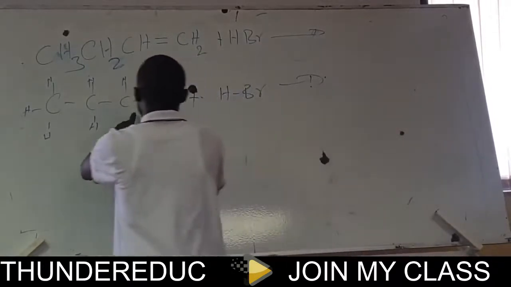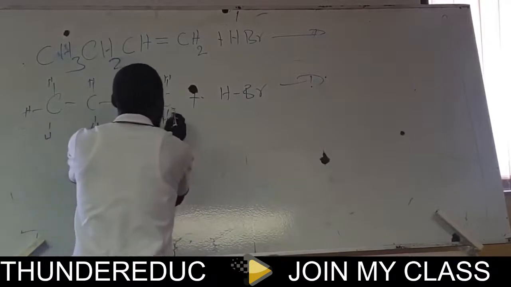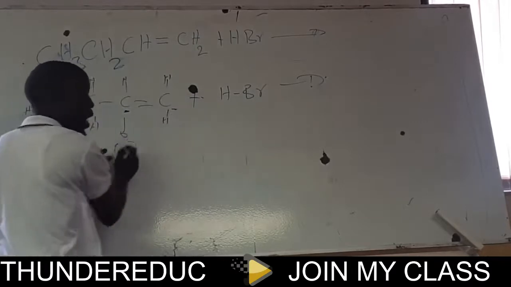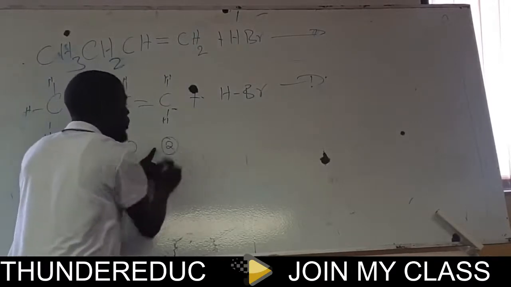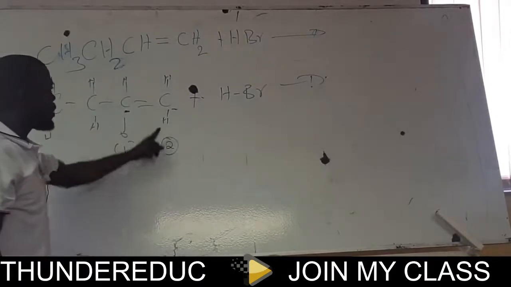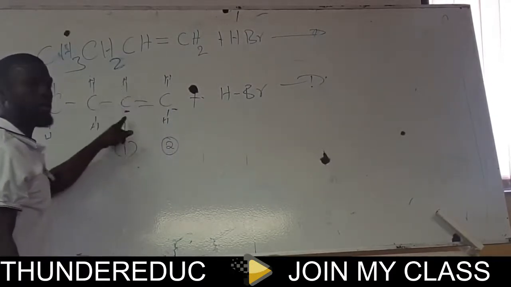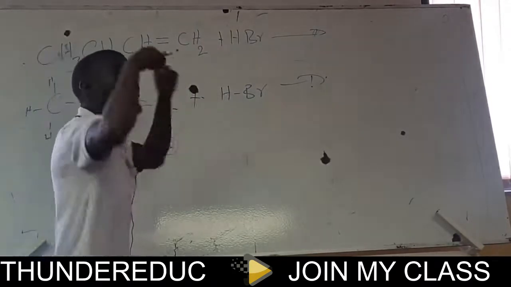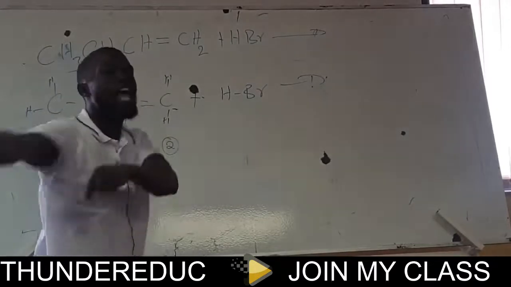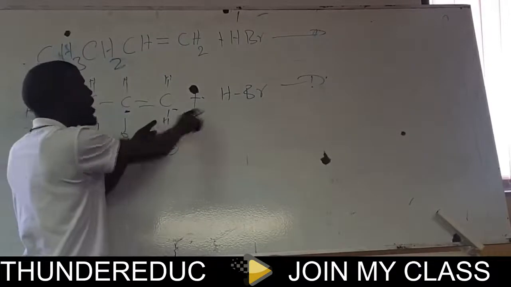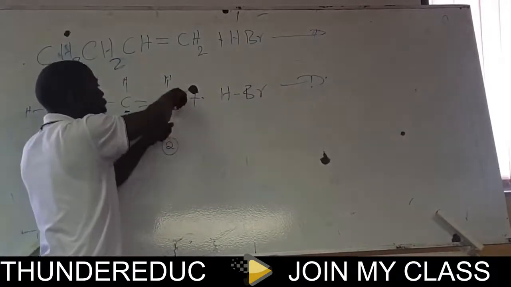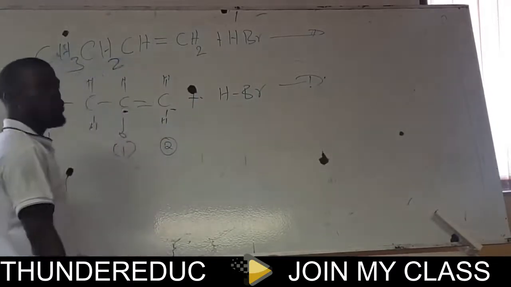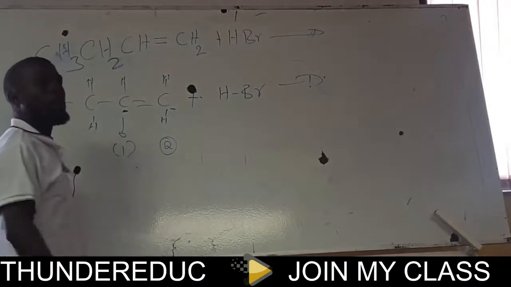Now, look, you have this molecule, this carbon atom, and this carbon atom. This one has one hydrogen. Well, this one has two hydrogens. Markovnikov says that this hydrogen will go to a carbon atom with more hydrogens. So it means that when I'm writing the equation, this one is going to obtain the third hydrogen, while the bromine is going to go to the one which has a fewer number of hydrogens.